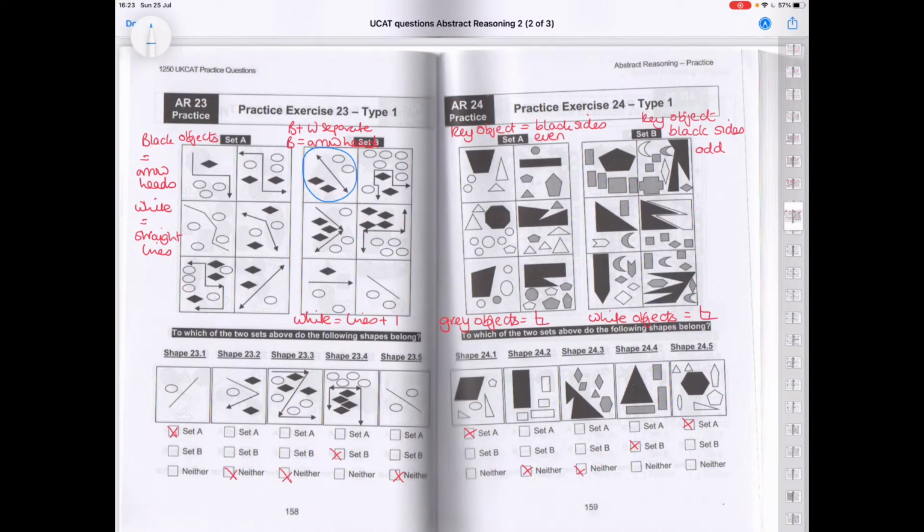The white objects that are accompanying it means that it's the number of non-right angles in the key object. The grey objects are the number of right angles in the key object, and it's the other way around in set B.